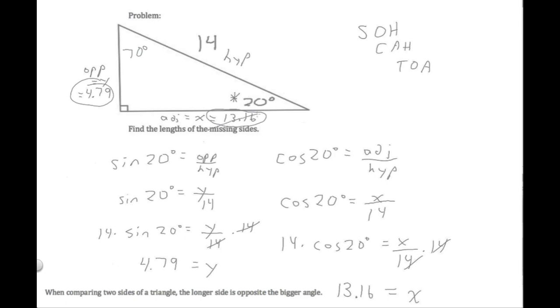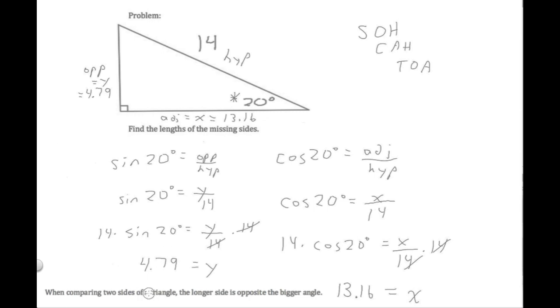So for example, if this side had come out to be, say, 2.8, and this was still 4.79, we would know that that was wrong. That would be wrong because we shouldn't get a smaller number for this side than for this side, since this side is opposite the bigger angle. So this would be a wrong answer. And the answers that we got seem to make sense because this bigger side is opposite the bigger angle of 70 and this smaller side is opposite the smaller angle of 20.